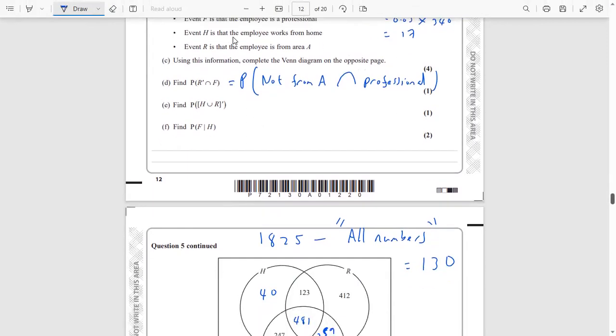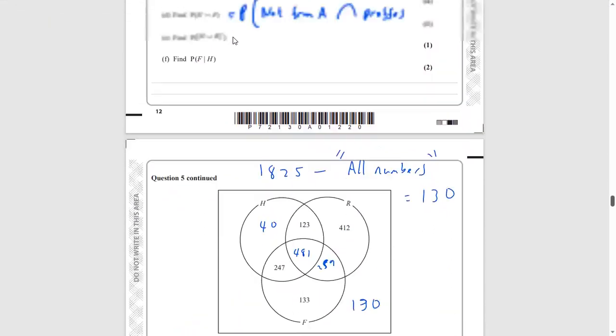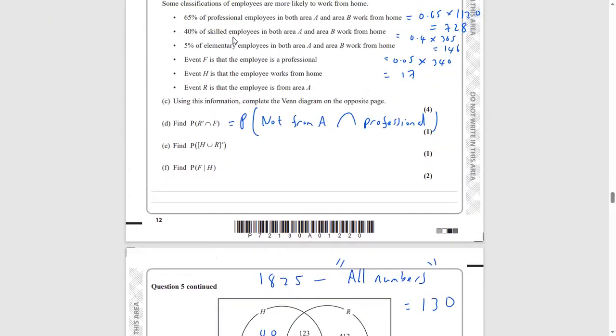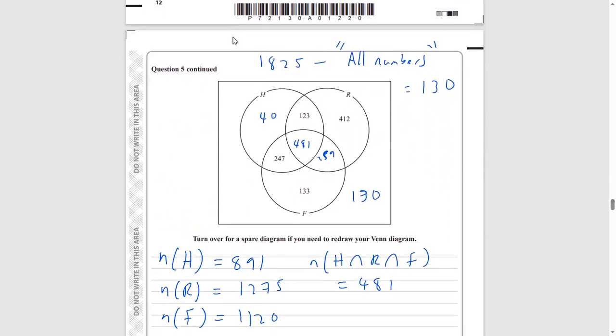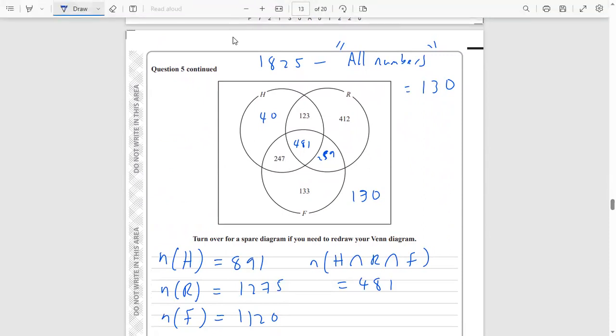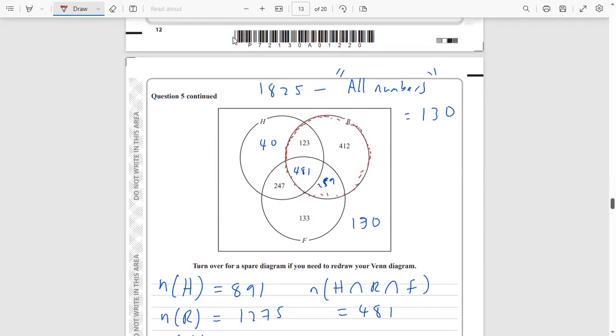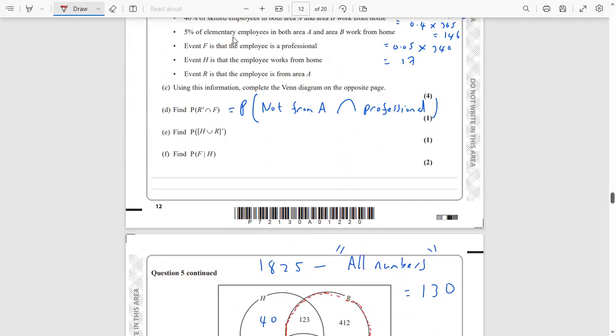Okay, so if we look at our Venn diagram, we want someone who is not in the R circle. Remember, R represents area A. I don't know why they used R instead of A. It just makes things more confusing. Anyway, so we want someone who's not in this R circle. Let me do a red dashed line just to be clear. So we want to pick someone who is not in this R circle, so not in A, and also they must be professional, so they must be in the F section.